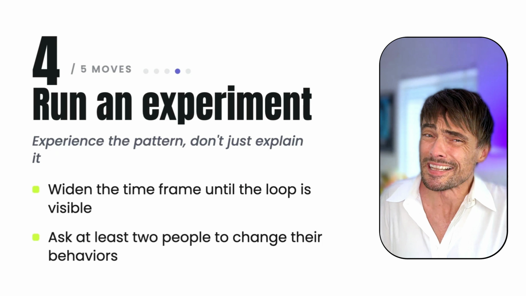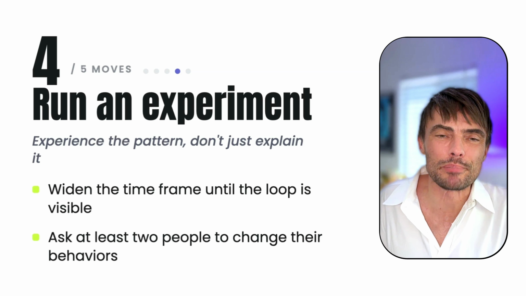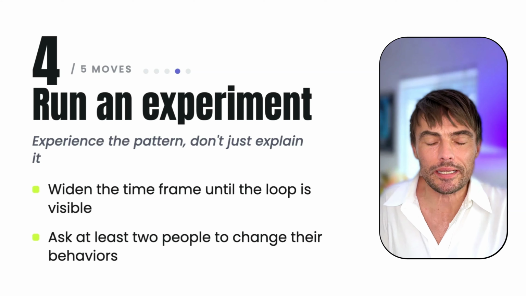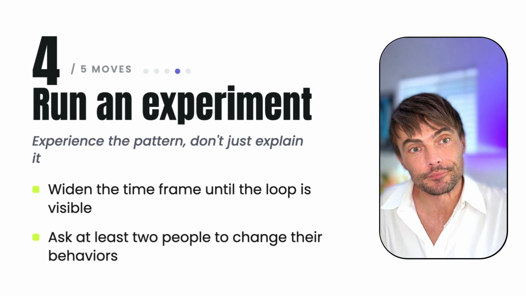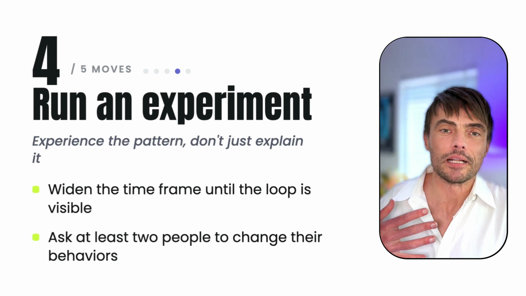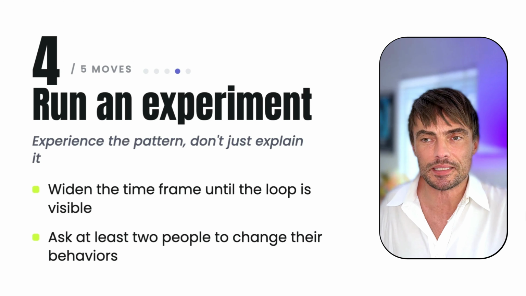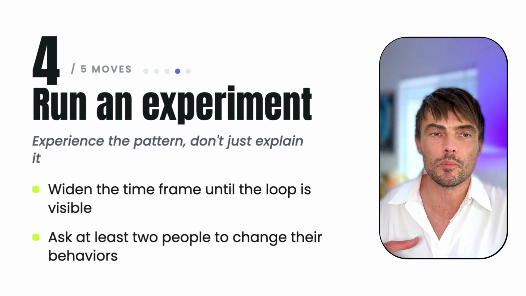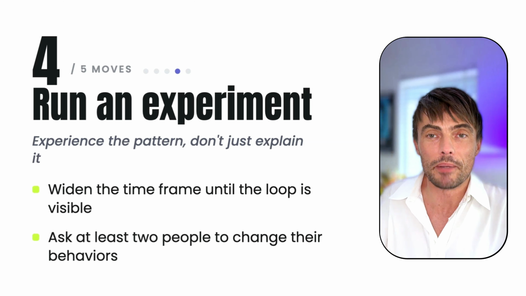Move number 4 is let's experiment. In structural family therapy, the family has to experience the pattern as well as hear about it, and preferably experience it over hear about it. So the move is to widen the frame until everybody sees it. Like, the more you pursue this person, the more they distance themselves, and the more they distance themselves, the more they pursue, right? Classic distancer-pursuer behavioral loop.